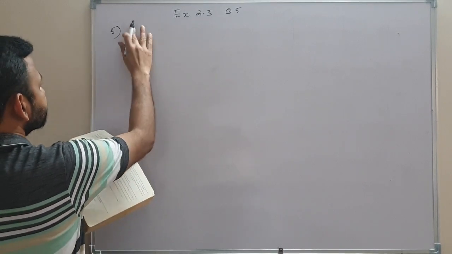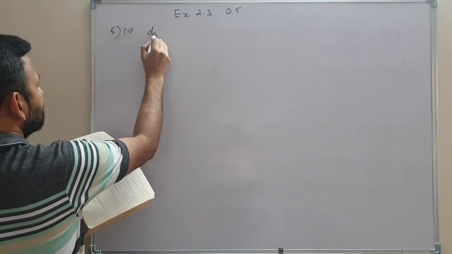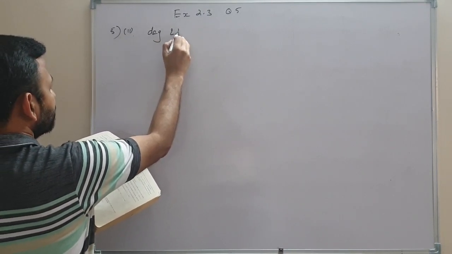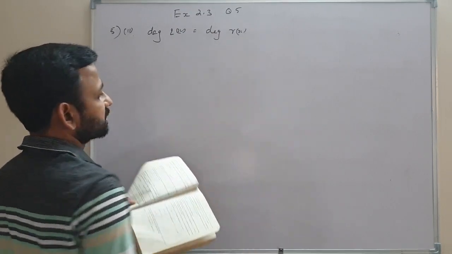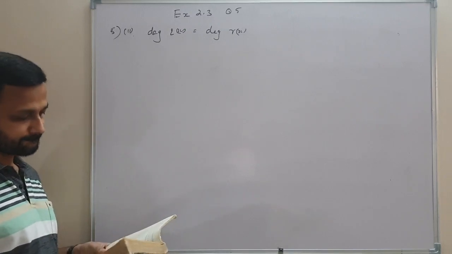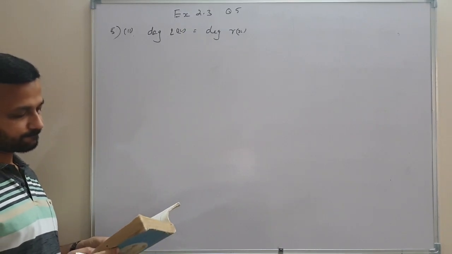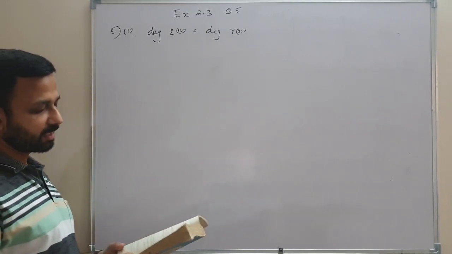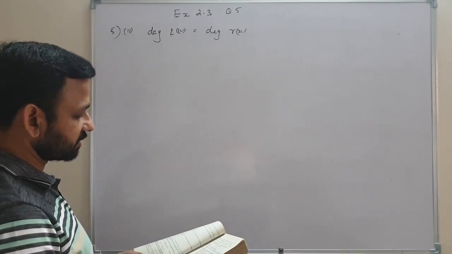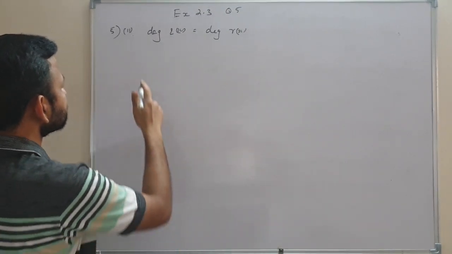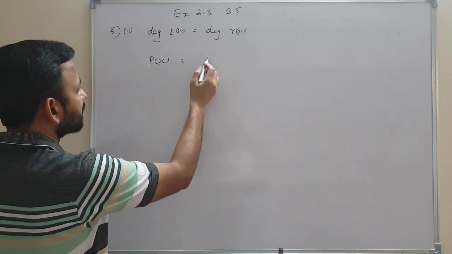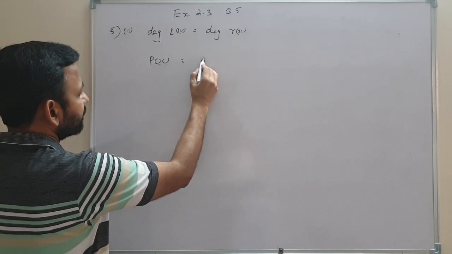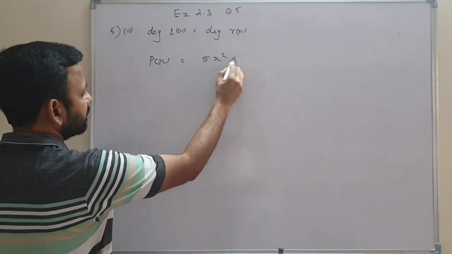Then the second condition: degree of q(x) is equal to degree of r(x). The degree of q(x) and the degree of r(x) should be the same. So we can take p(x) equal to 5x² + 9.